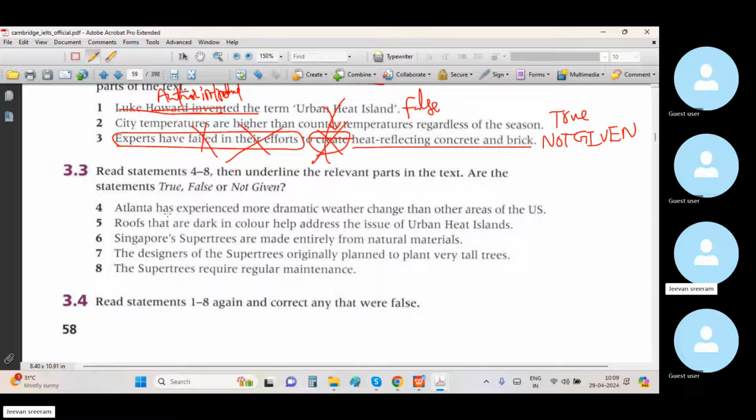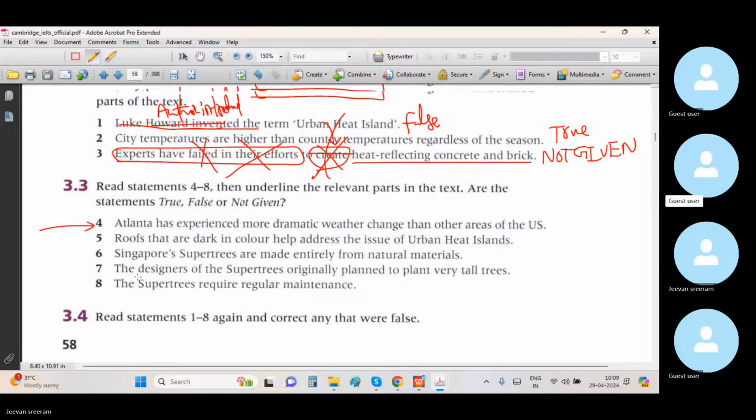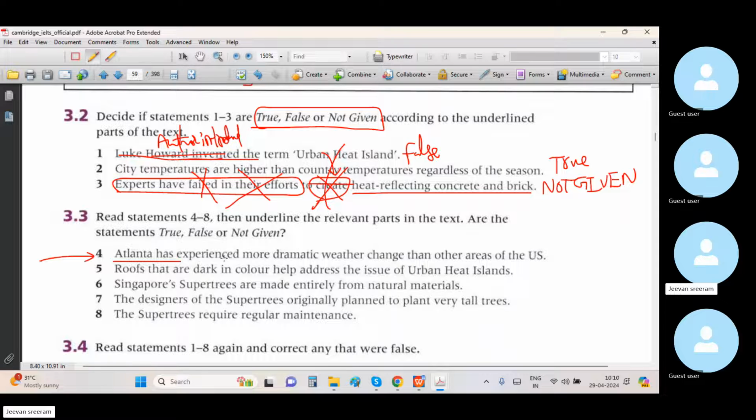Next, the fourth one. Atlanta has experienced more dramatic weather change than other areas of the US. Is it true, false, or not given? What is the information given about Atlanta? A statement is given about climatic changes in Atlanta, sir. There is a mention, so it is related. I think it's true, sir.